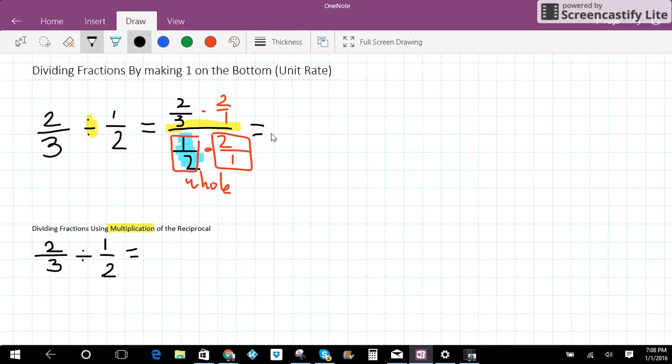To continue, I have two multiplication problems now. On top I have 2 times 2, which is 4. And in the denominator I have 3 times 1, so it's 3. On the bottom, to prove it to use 1 whole, I would still multiply. So 1 times 2 is 2, and 2 times 1 is also 2. So that is known as 2/2, which is 1. I'm going to rewrite it.